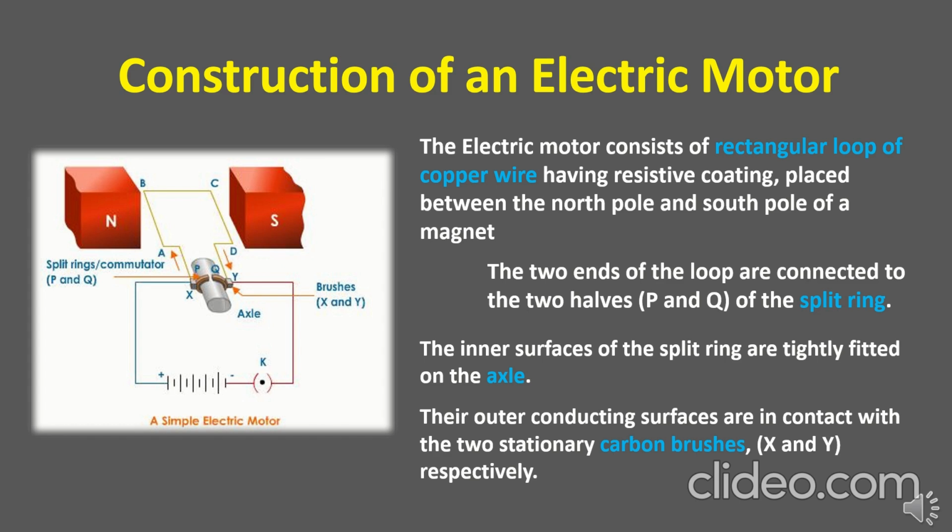The inner surfaces of the split ring are tightly fitted on the axle. So the split ring halves P and Q are tightly fitted on the axle. Can you see the axle in the diagram? The outer conducting surfaces are in contact with the two stationary carbon brushes X and Y respectively. So the split ring inner surface is connected on the axle. On the outer surface you have carbon brushes X and Y. This is shown in the diagram. So these carbon brushes are pushing the split ring towards the axle. These are the various parts of the electric motor.